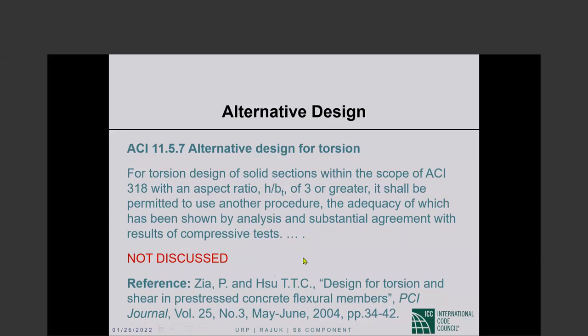This I chose not to cover. This will take us a good hour at least. This is a pretty detailed, intricate design procedure.